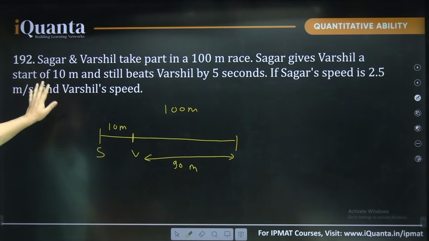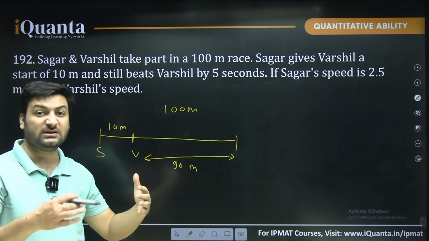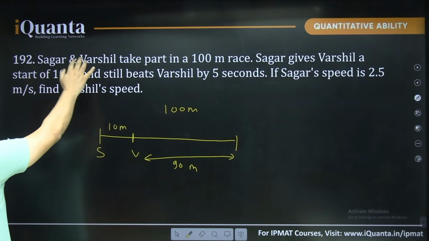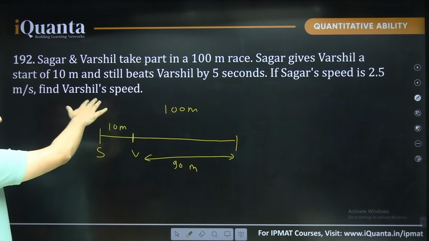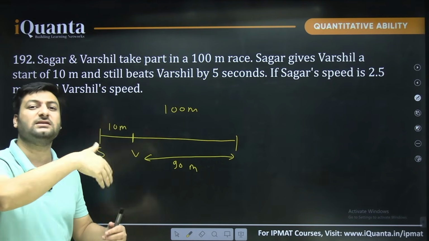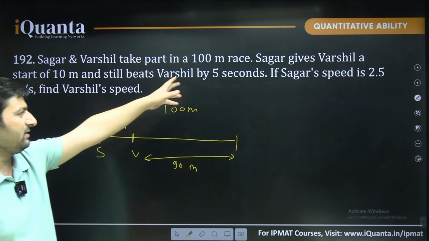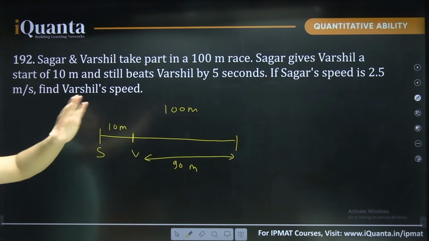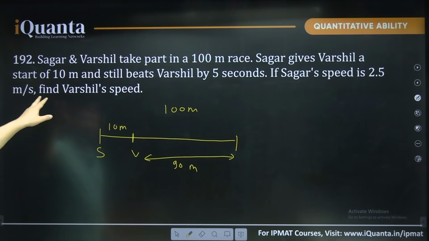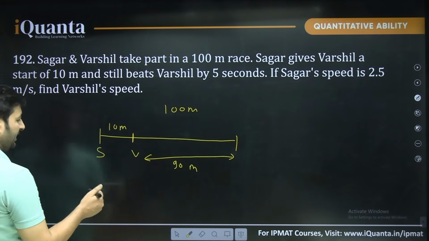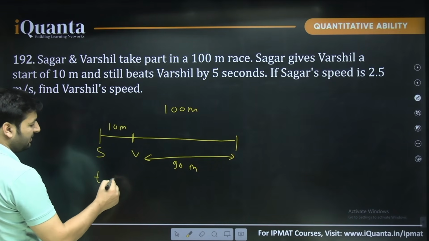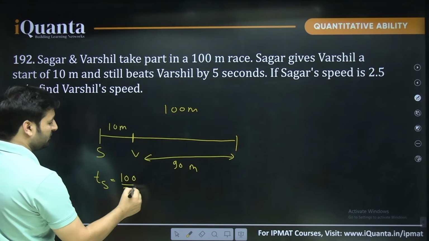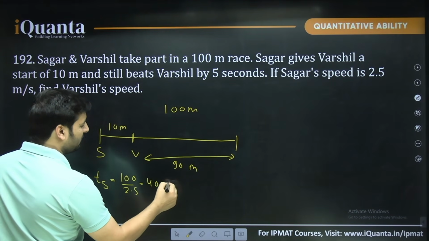Sometimes this is given in distance, sometimes it is given in time as well. Suppose the question would have mentioned Sagar and Varshil participate in a race, and then Sagar gives Varshil a head start of say 10 seconds. Now speed of Sagar is given. So if you look at the time taken by Sagar to complete the race, he has to complete a race of 100 meters and his speed is 2.5. So he's basically going to take 40 seconds.